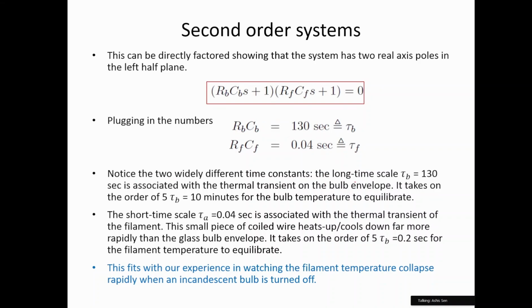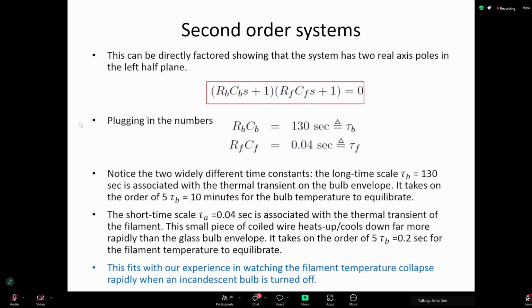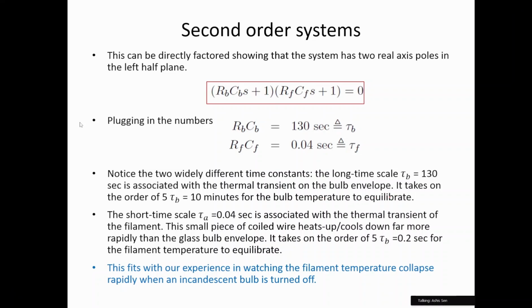The long time scale, that is tau B, 130 seconds, is associated with the thermal transient on the bulb envelope, the bulb surface. And it takes about 5 times the time constant. So 5 times tau B comes out to be 10 minutes for the bulb temperature to equilibrate with the ambient temperature.